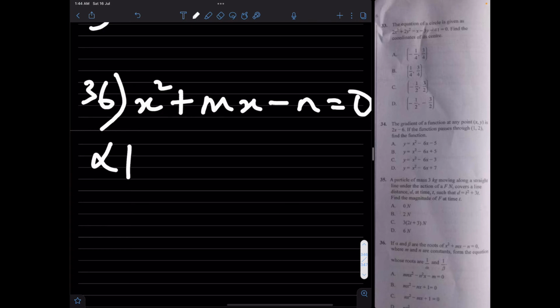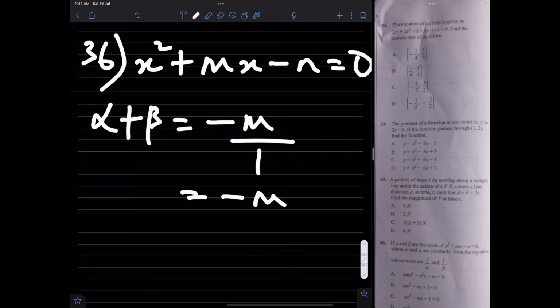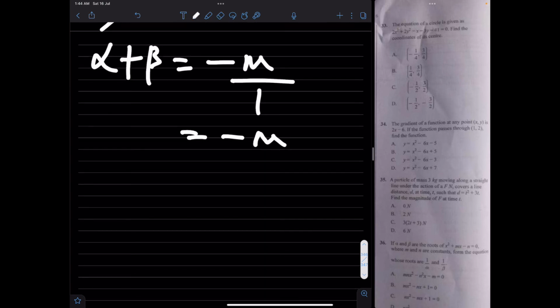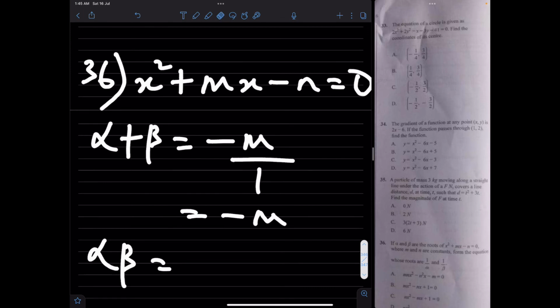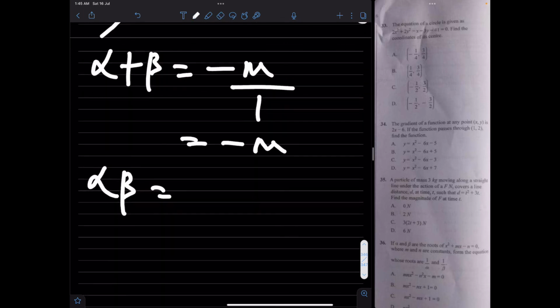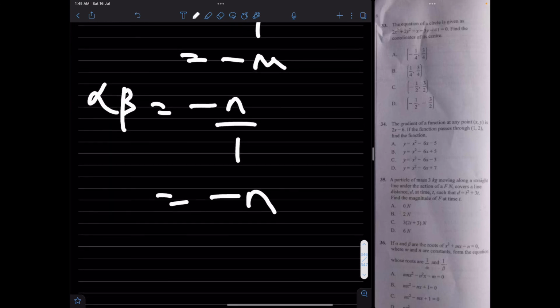First of all, if alpha and beta are the roots, the sum of roots, alpha plus beta, is minus b over a, which means minus m over 1, which is minus m. A is 1, the coefficient of x squared. B is m, the coefficient of x. And c is a constant. So alpha plus beta is minus m. And alpha beta, the product of the roots, is c over a, which is minus n over 1, and that's simply minus n.